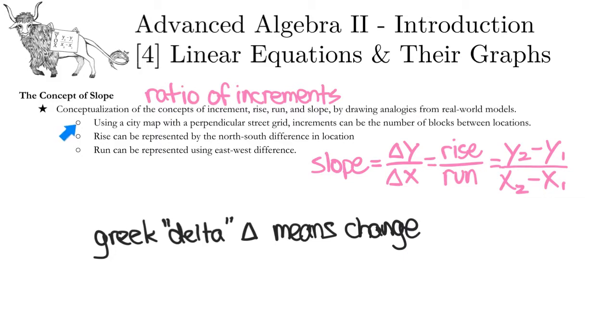Just like the bullet points say, we'll be using a city map with a perpendicular street grid. I chose Chicago. We'll see how rise can be represented by the north-south difference, and run could be represented using east-west difference. Let's take a look.